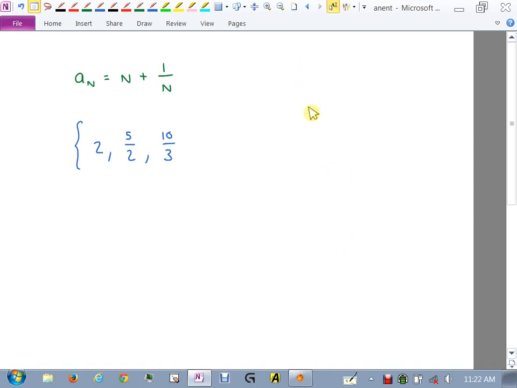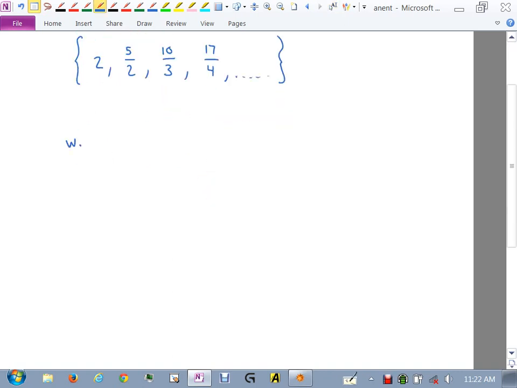All right, 10 thirds. And then what's the next one? So 4 plus a fourth, 17 fourths, and then this keeps going, right? Now, what does it look like it's doing in terms of increasing, decreasing? Looks like it's increasing, right? This is 2, this is 2.5, this is 3.333, this is 4 point something. So it looks like it's getting bigger. So I'm going to go for increasing, all right?